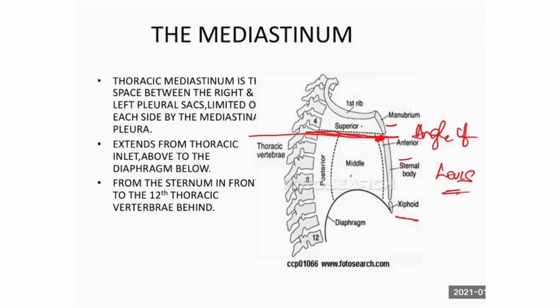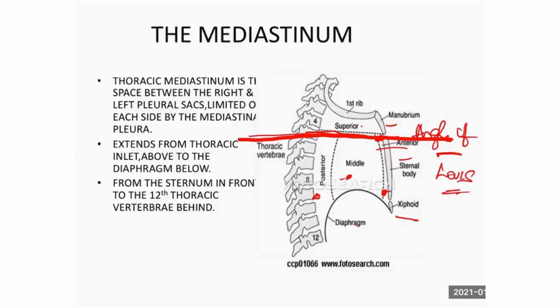This is inferior. Inferior mediastinum is divided into anterior, middle, posterior. Can you see this? The space between two lungs is the mediastinum. It is divided into superior and inferior. What is separating superior and inferior? Angle of Lewis. Inferior is further divided into anterior, middle and posterior.